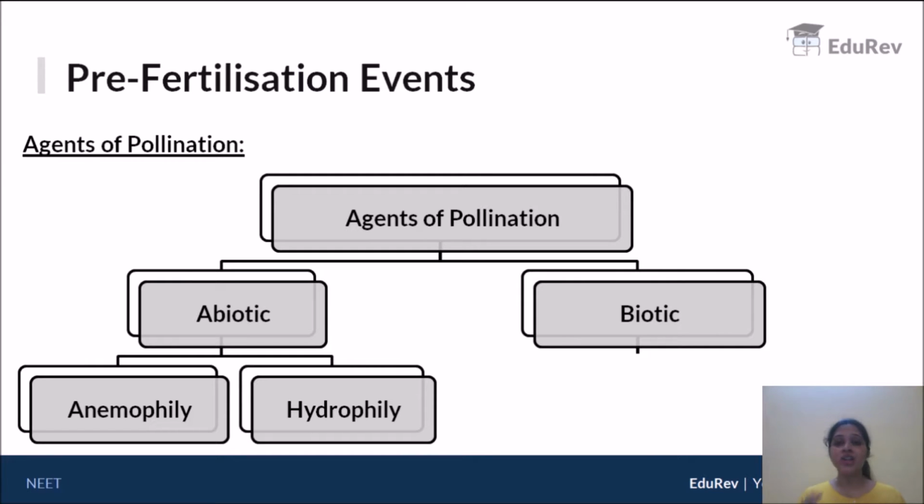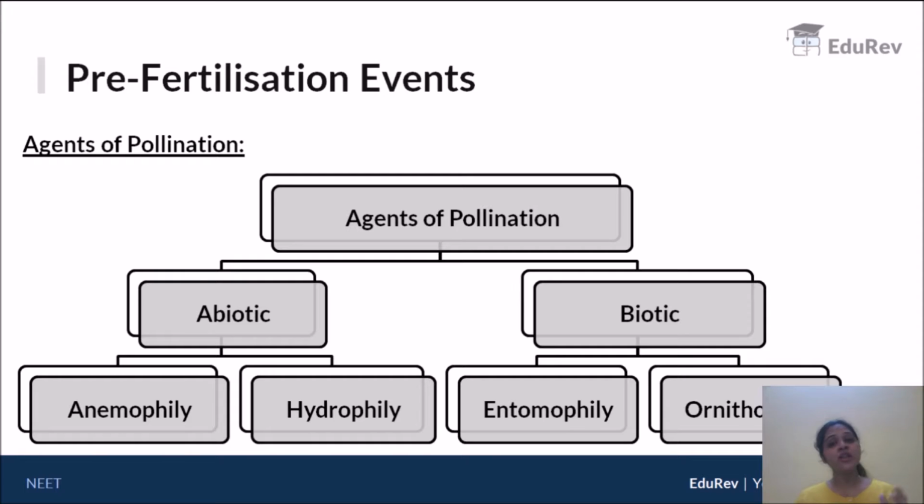Biotic agents are generally animals, and these particular biotic agents are of a variety of different types of animals that can help. Generally speaking, we study Entomophily and Ornithophily. Entomophily implies insect pollination, which is the biggest help when we come to pollinating agents, so insects are the biggest help. And you have Ornithophily, which implies bird pollination. Now, one must not confuse between bird and bat pollination because remember, bats are mammals. So here we are very specifically referring to bird pollination.